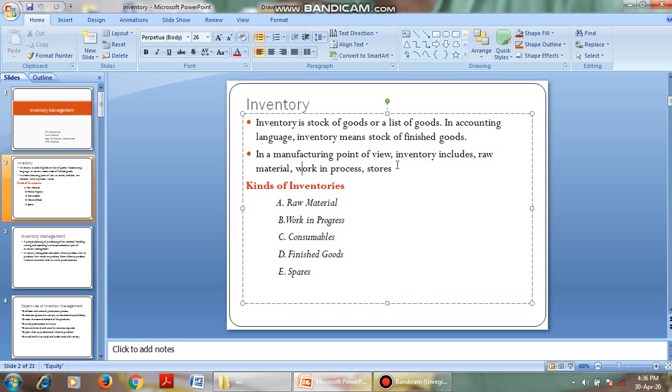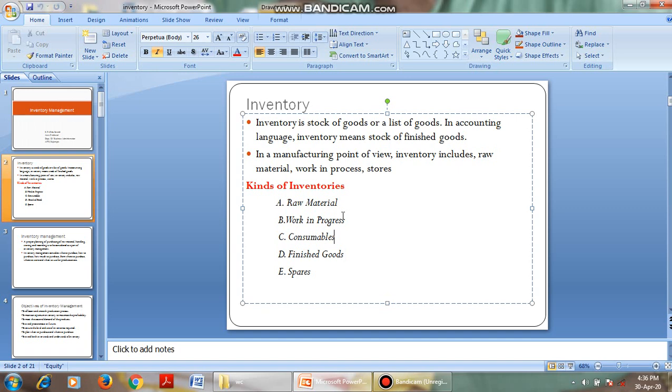As we know, inventory is of different types. The first one is raw material, which is used for production. Next one is work in process, that is, it is not the raw material and it is not the finished goods. It is semi-finished goods, or we can say the work which is in process. Next, consumables, that is whatever we consume, we call them inventories. Next one is finished goods, the goods which are finished.